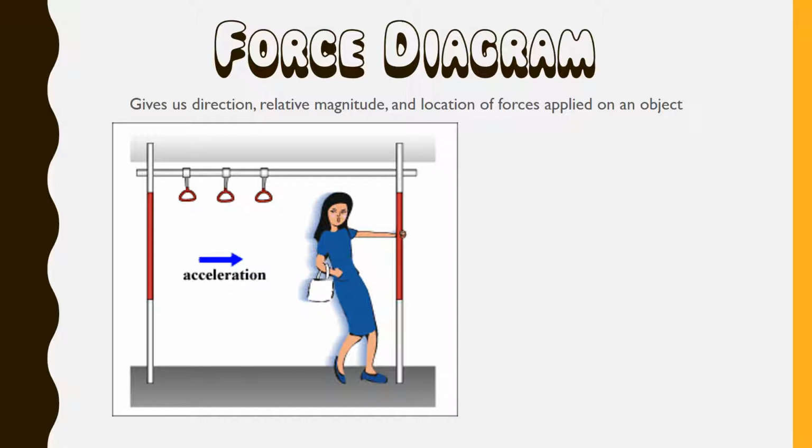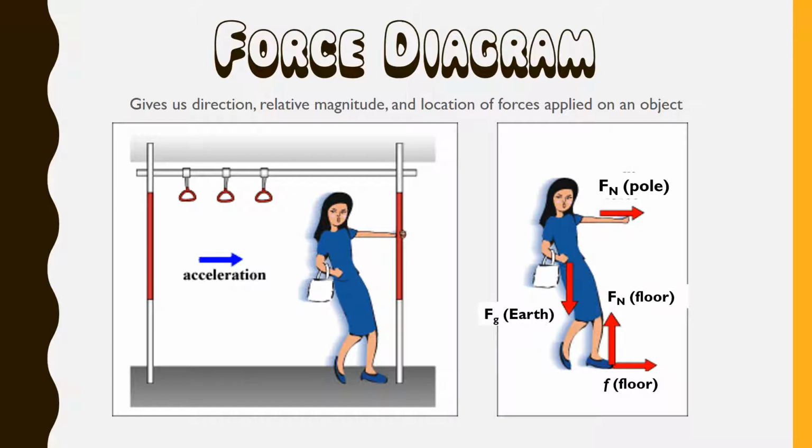Here's an example of a situation. This is a woman on a subway who's holding onto a pole, and we see from the arrow that there's an acceleration on the subway pointed to the right. Here are the forces that are acting on this woman in terms of a force diagram. In that force diagram, we only look at our object in question, which in this case is the woman. There are 4 forces being applied to the woman.